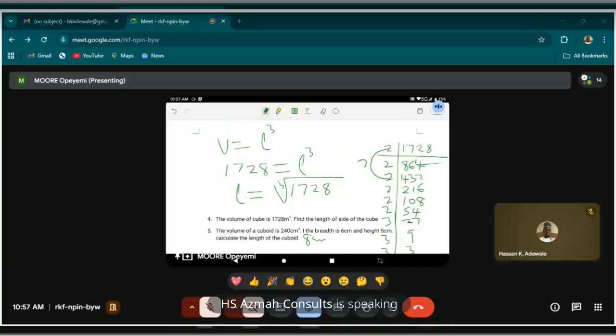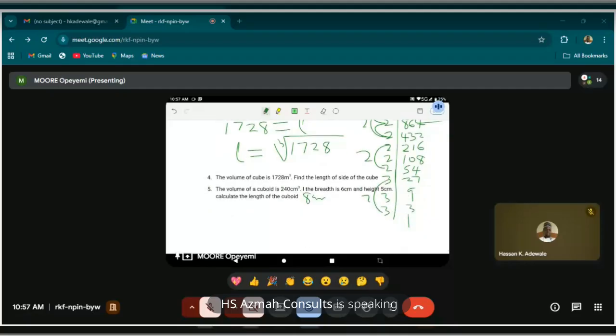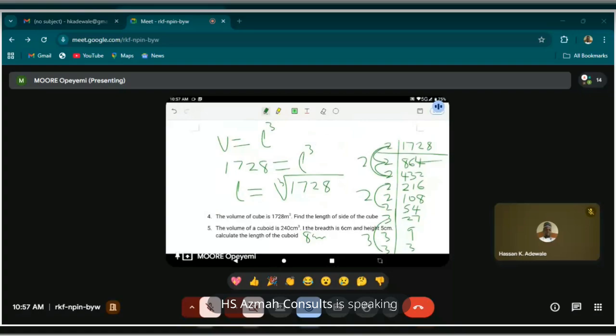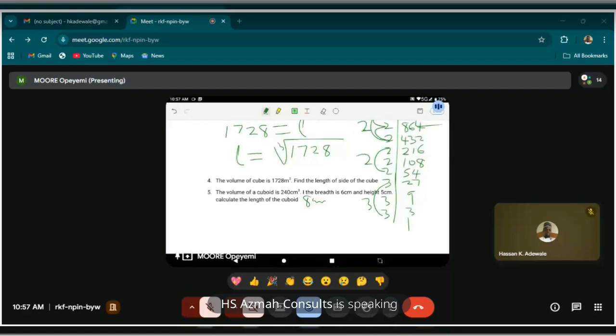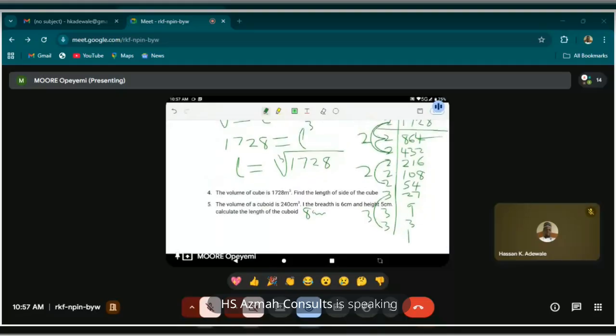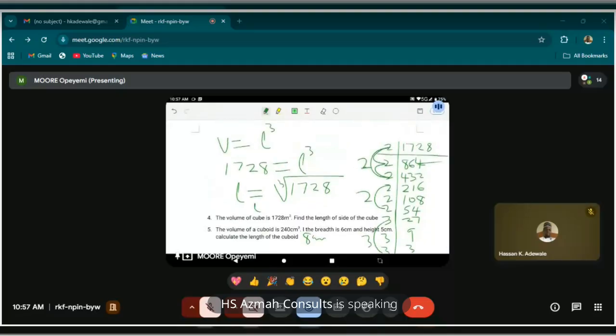This one will serve as 1, 2, and 3. Then this is another 2. Okay? And this is 3. So when you have to look for the answer, you now say 2 times 2 times 3. 2 times 2, 4. 4 times 3, 12. So the answer to this question is 12. L is equal to 12.